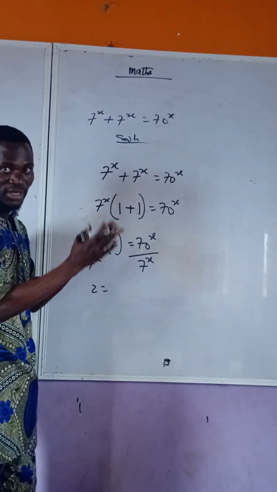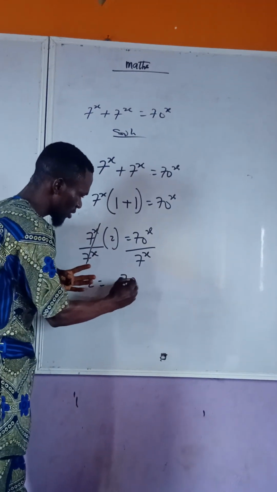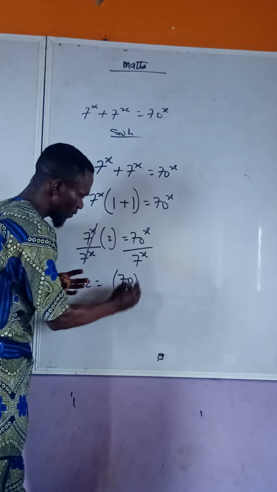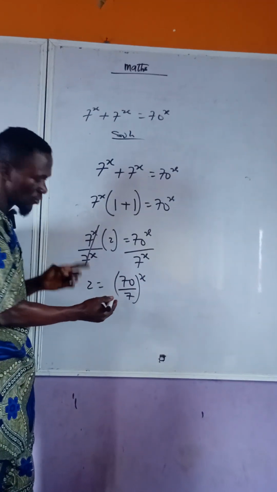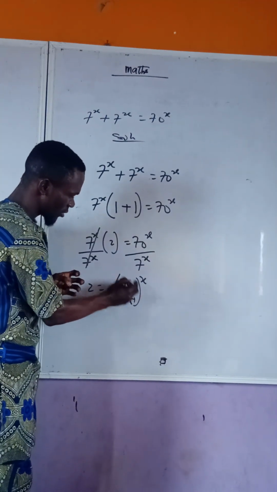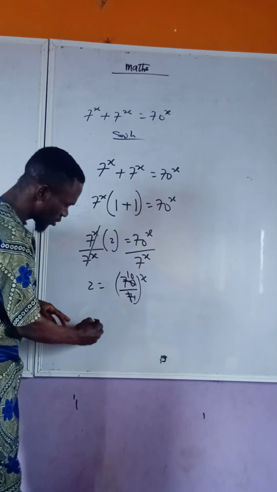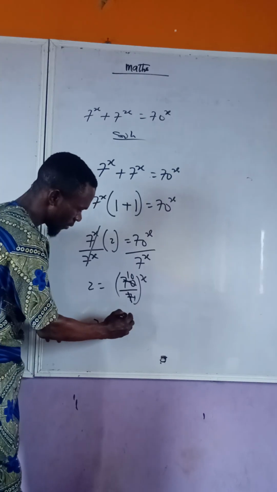Just put it in one bracket, in the sense that we have 70 over 7, all to the power of x. The x affects this 70 and also affects this 7 here. So let's say the 7 here is 1, and the 7 here is 10. So we have 2 equals 10 raised to the power of x.